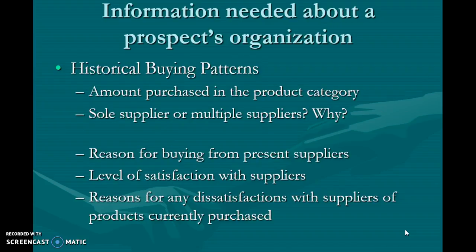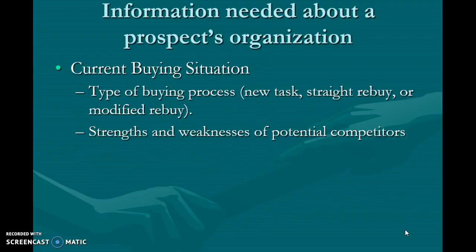Historical buying patterns: amount purchased in the product category, sole supplier or multiple suppliers. Why? Reasons for buying from present suppliers. Level of satisfaction with suppliers. Reasons for any dissatisfactions with suppliers of products currently purchased.